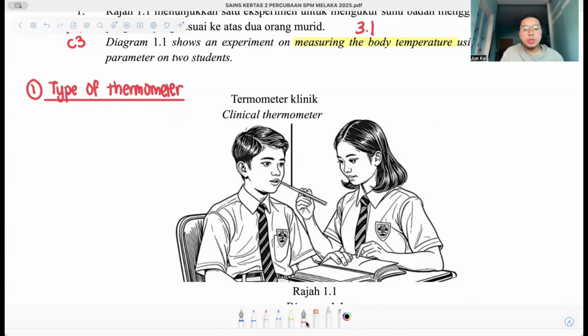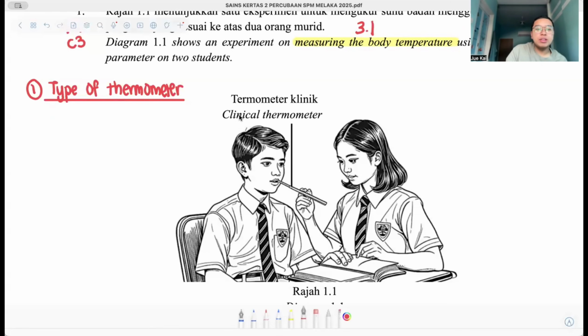So how many types of thermometer do we have? This is basic, guys. Good job, Qixuan. Yes, we have four types.